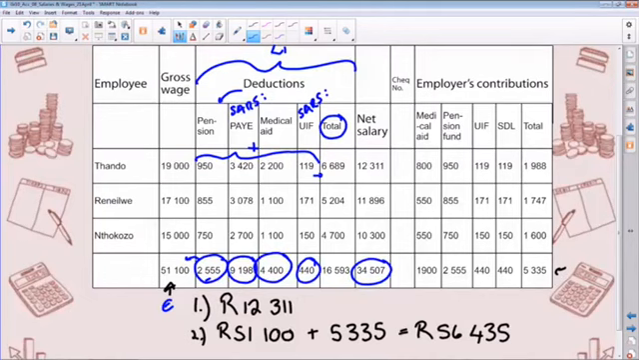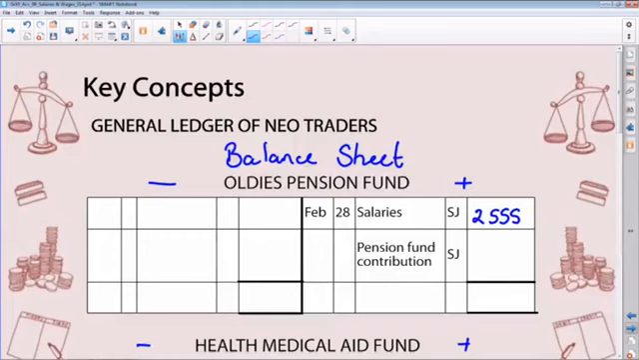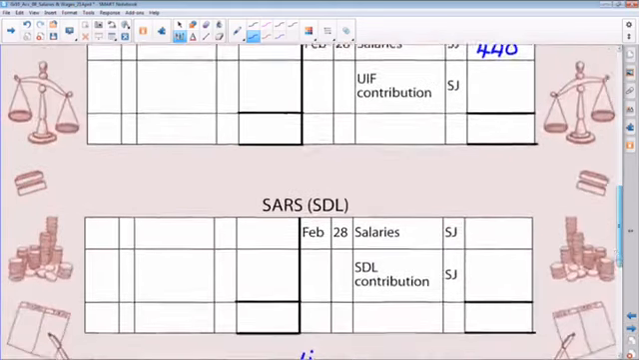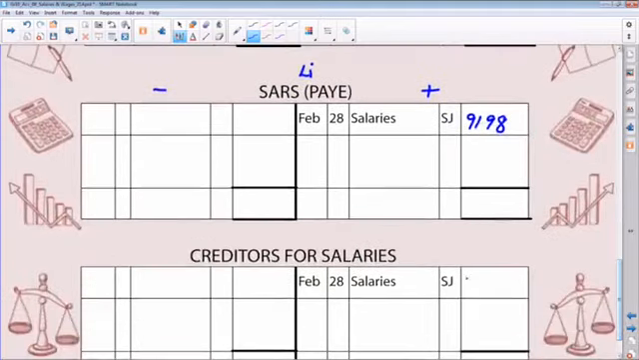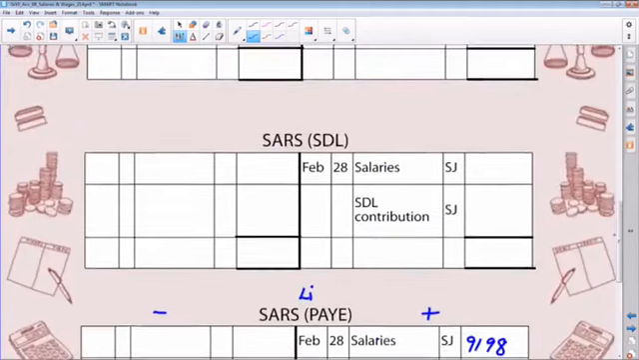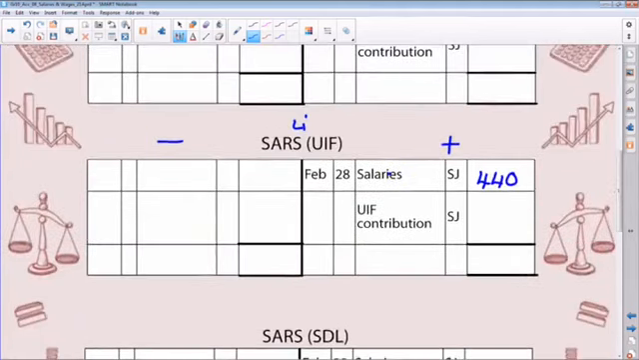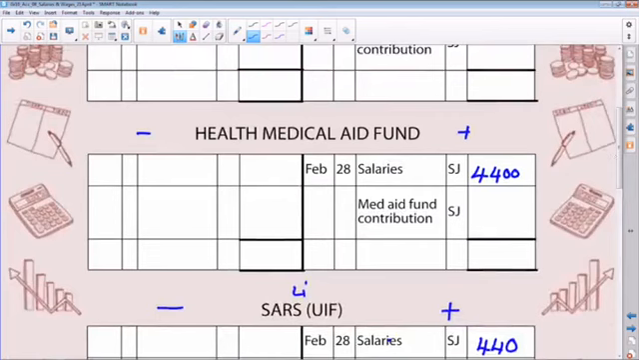But let's now take your 34,507 to your creditors for salaries. Here it is. 34,507. And as you can see, the contra account for all of your liabilities will be salaries. You see, all of them will be salaries. Good. Now, your next column.